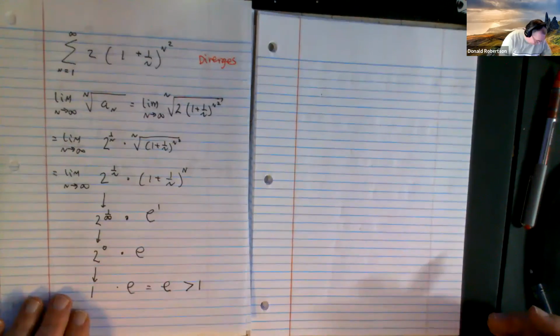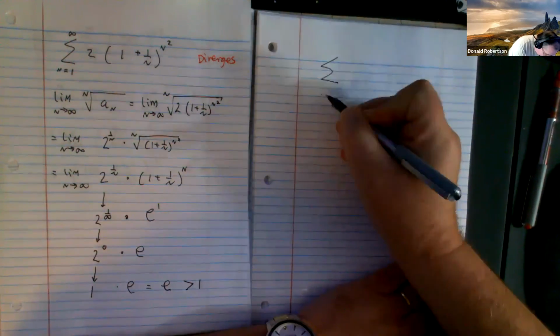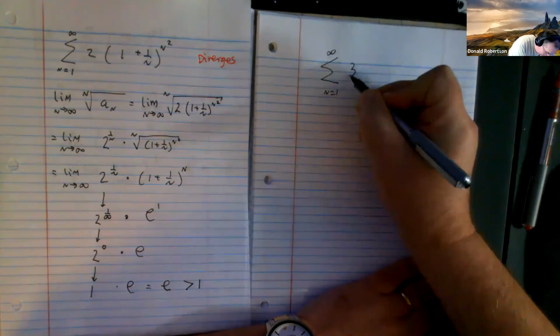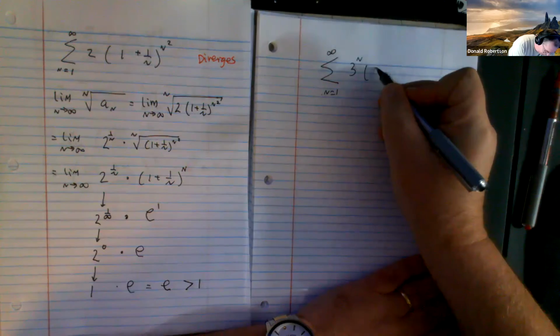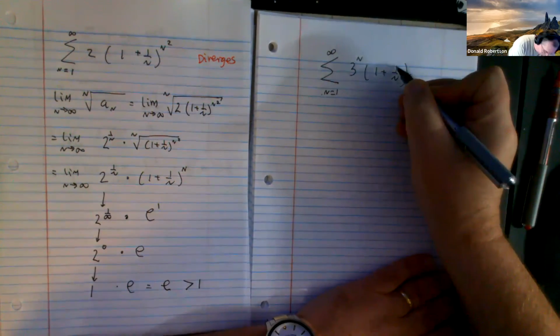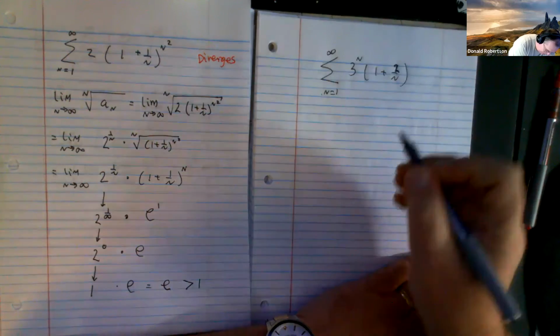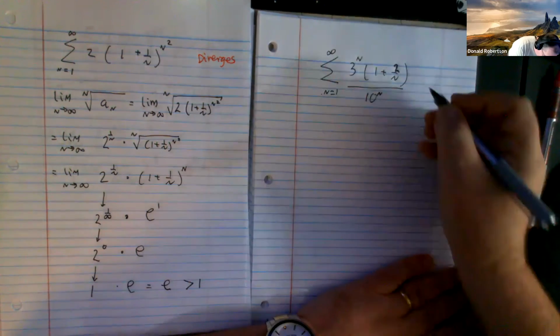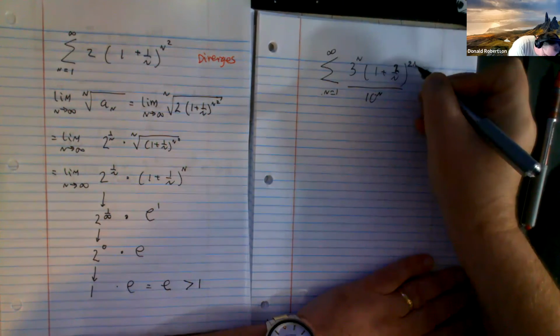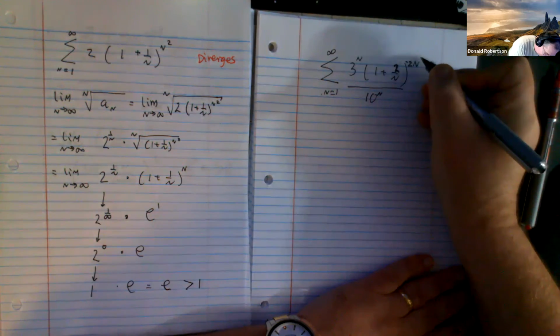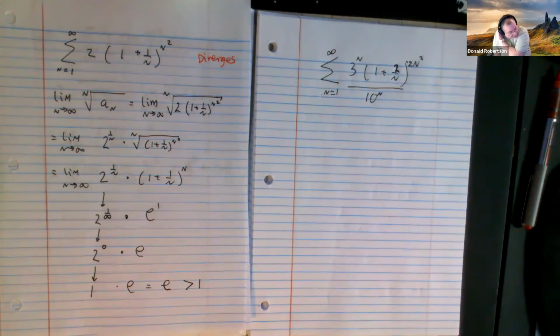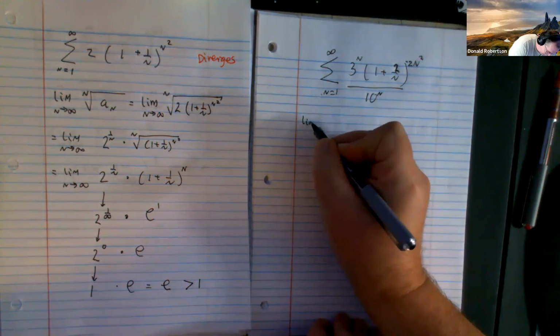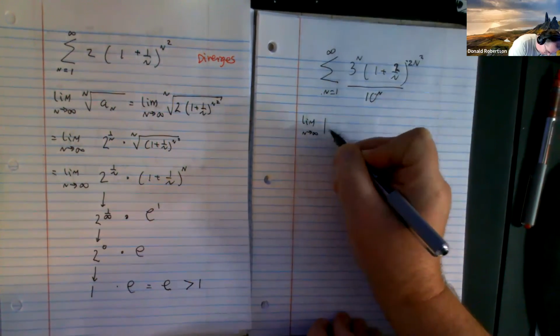Okay, let me do another one. Let's do n equals 1 to infinity, 3 to the n, 1 plus 1 over n. No, make it 2 over n just to be different. All over 10 to the n. That's nice and messy. And I'll make this negative 2n squared. Okay, so that one's kind of ugly. I'm picking it because it is ugly. So we're going to do the limit as n tends to infinity of this guy.